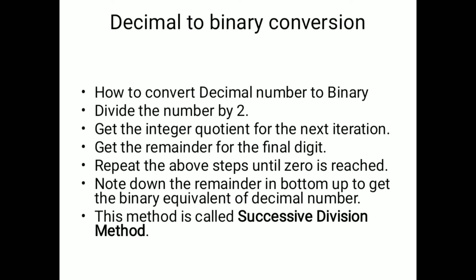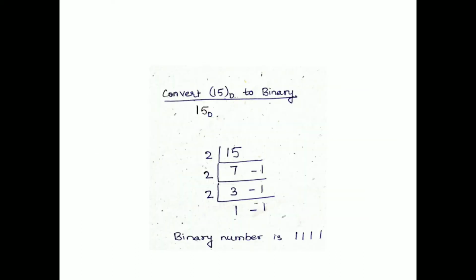Now let's see an example and understand how we can easily convert a decimal number to a binary number. Let us take a very simple example. First of all we take a decimal number, 15, for example, and we need to convert it to binary. In this method, we divide the number, and whatever remainders we get, we write down in the reverse order, that means from bottom to up.